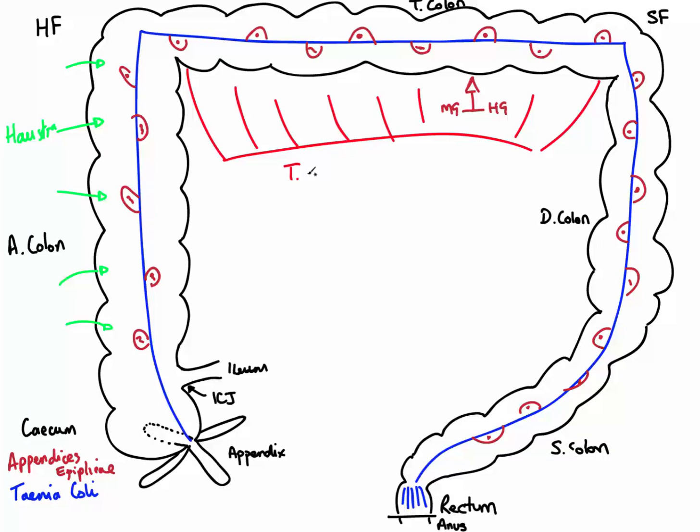We have the transverse mesocolon. We also have for the sigmoid colon the sigmoid mesocolon, and the sigmoid mesocolon is anchoring the sigmoid part of the large intestines, the sigmoid colon. So here we can see the main external characteristics of the large intestines.